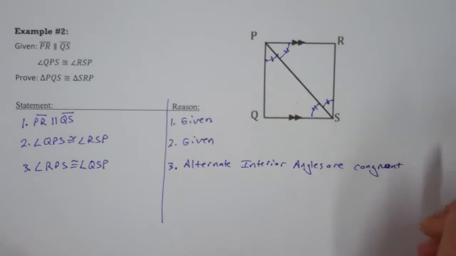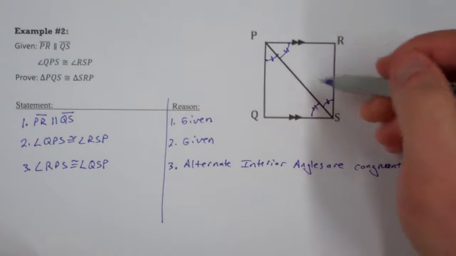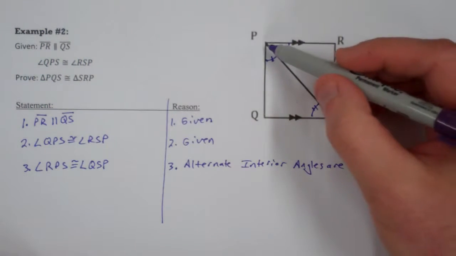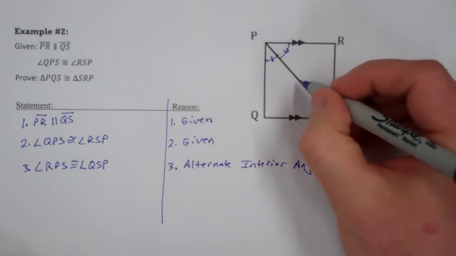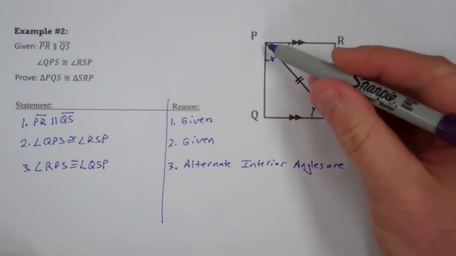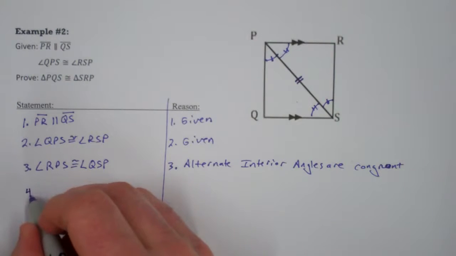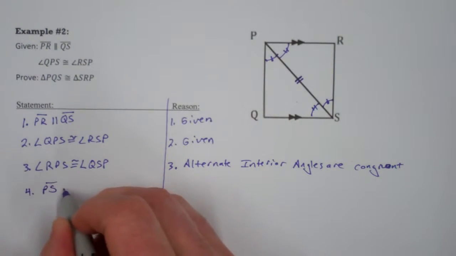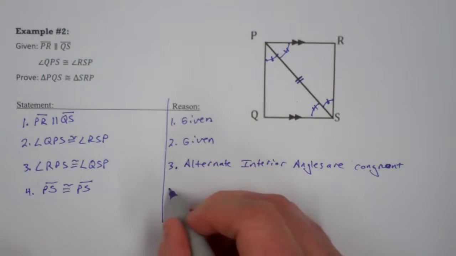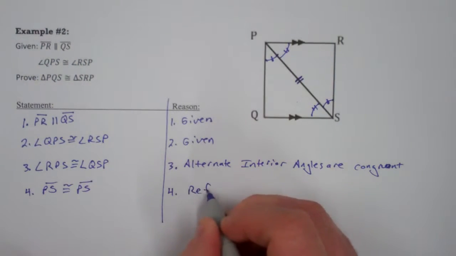Oops, there we go. We only have an angle and another angle. We need to have something else in here, and it's got to be a side. And if we look, PS is shared by these two triangles. So I'm going to make a congruency tick mark here, a couple of them, over PS. And our statement is simply going to be PS is congruent to PS. When you have one thing congruent to itself, that's the reflexive property.